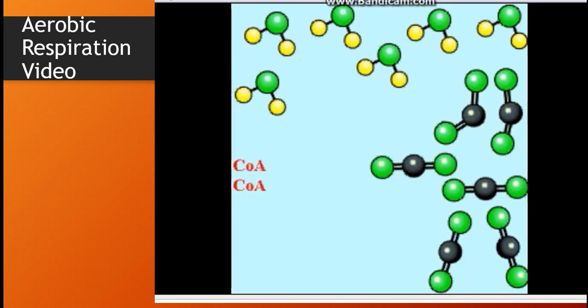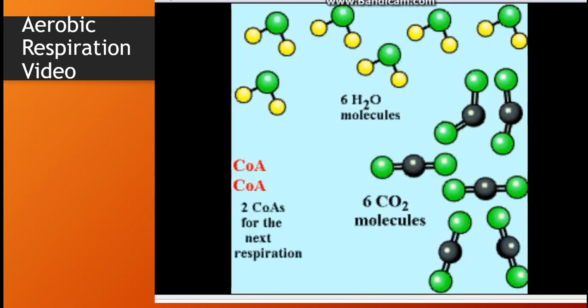So what did aerobic respiration make? Well, it made 6 carbon dioxide molecules, it made 6 water molecules, it made some coenzymes for the next respiration, and it made a lot of energy. In the end then, aerobic respiration simply takes a glucose molecule and 6 oxygen molecules and makes 6 water molecules, 6 carbon dioxide molecules, and a bunch of energy. Remember, even though they're listed here, we're not going to consider those coenzyme A's products because they're going to be used in the next respiration step.